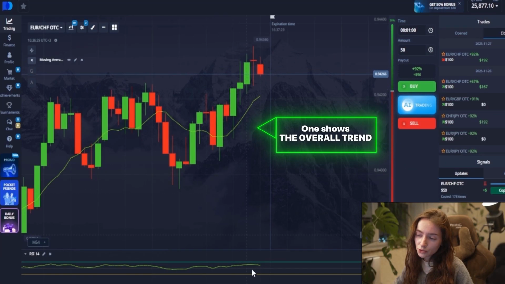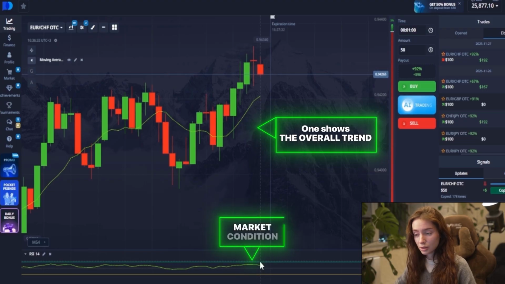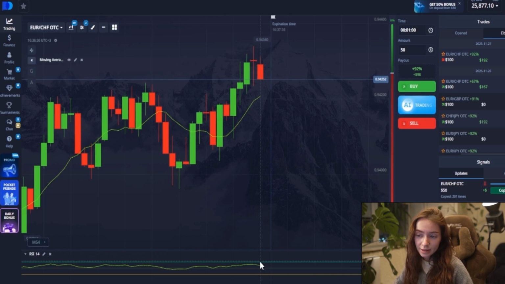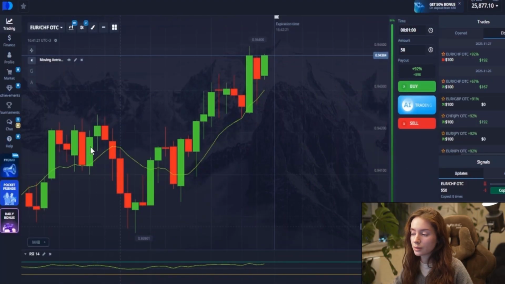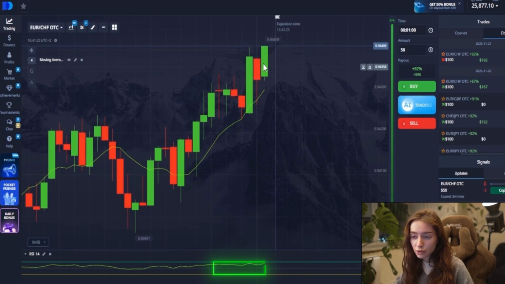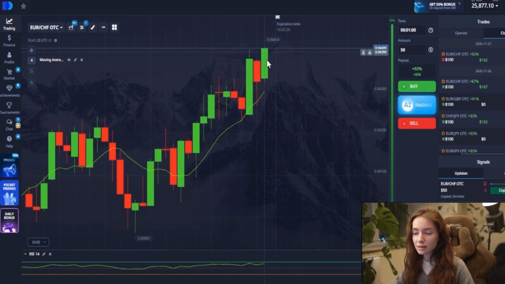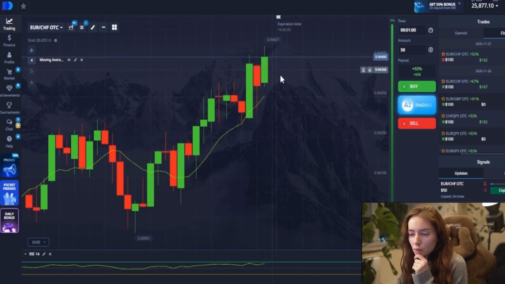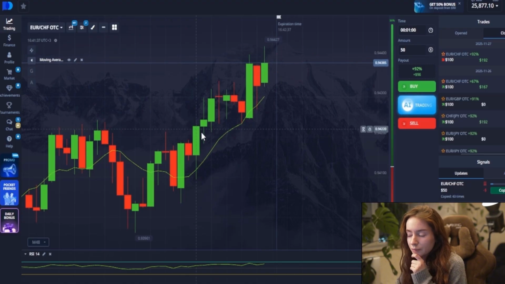One shows the overall trend and the other shows a market condition, overbought or oversold. Based on these readings, we open our orders. And I think we'll try to open our first order now. So what do we do first? The indicators are set. We look at whether the 70 level has been broken. It hasn't. There's a clear upward tendency, right? I think when it pulls back slightly, we'll wait a bit more and then open a buy.